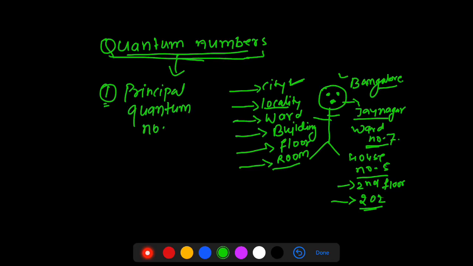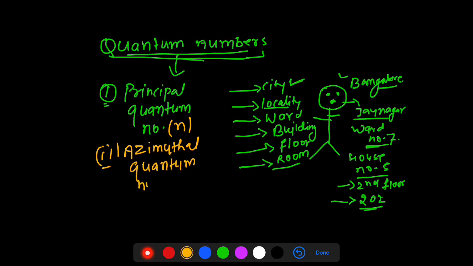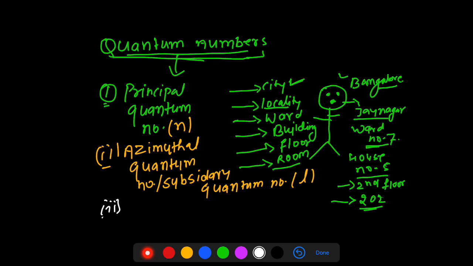First one being the principal quantum number. It will be denoted by n. The second one is the azimuthal quantum number. It is also known as the subsidiary quantum number. It will be denoted by l.